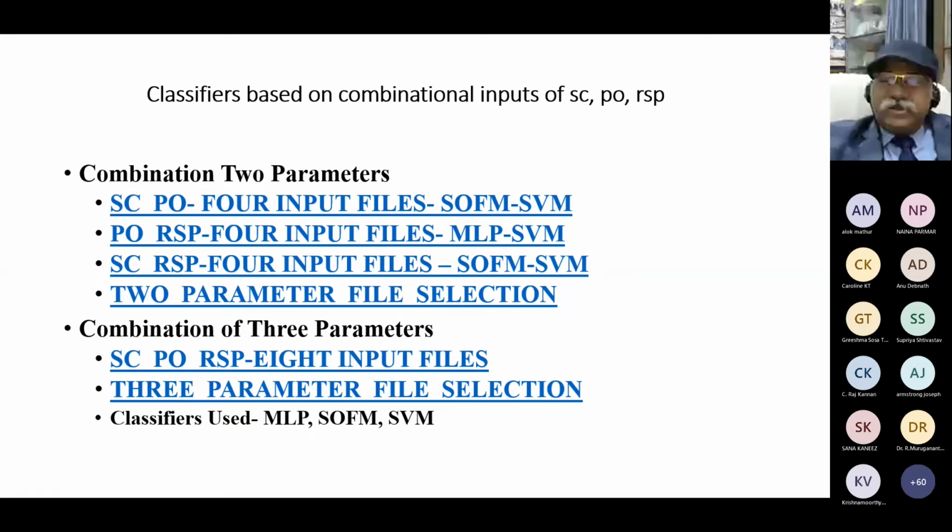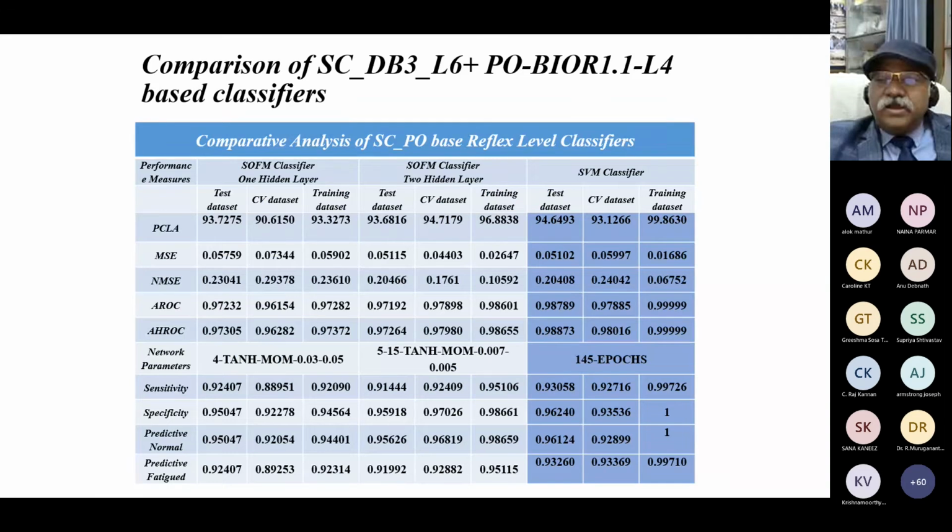Likewise, combinations of 2 parameters and combinations of 3 parameters have been done. So this is the comparison of the 2 combinations: SC means skin conductance with Daubechies order 3 and level 6, mixed with pulse oximetry Bartlett 1.1 order, level 4. If these 2 signals, rather their features, are combined together, the best performing classifiers were SOFM 1 hidden layer, SOFM 2 hidden layer, and SVM. All 3 are compared, and SVM is performing better.